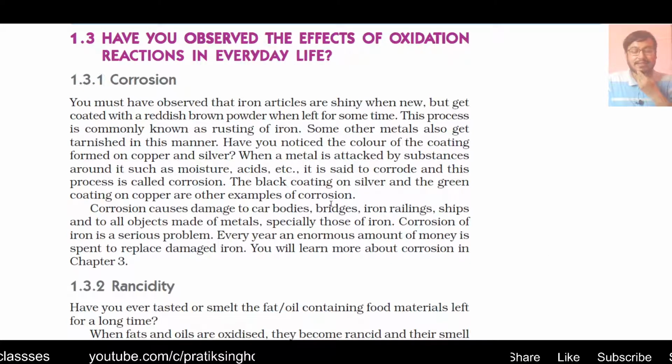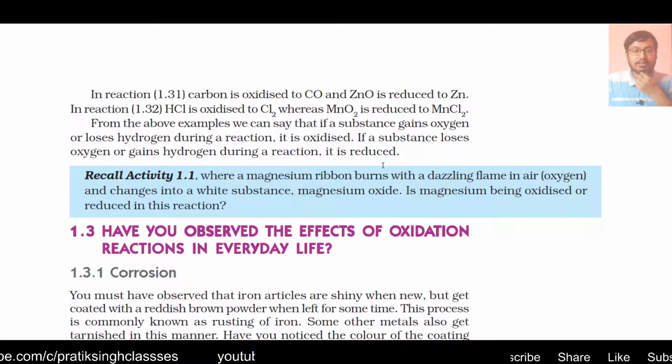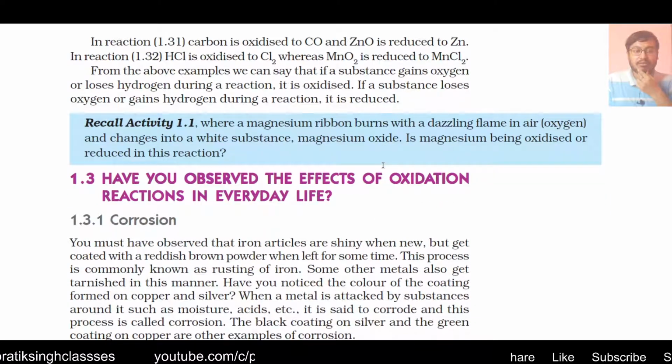Alright, so let us start today's video. This is going to be a very small video because most of the things we have already seen in the previous three videos. This is the fourth part of unit 1, or the fourth video for the first unit.